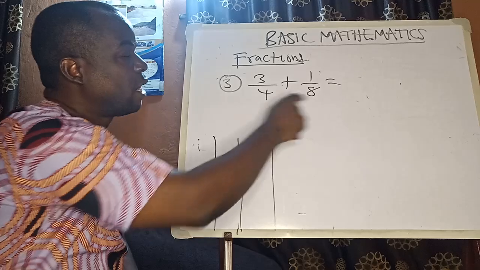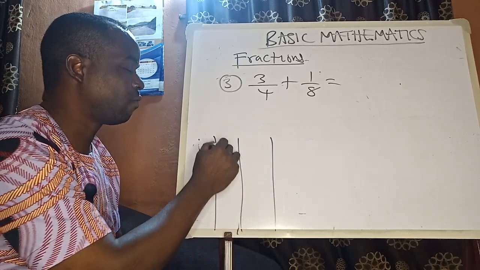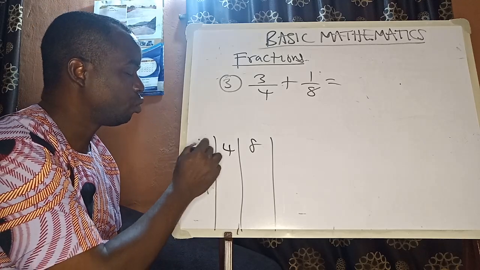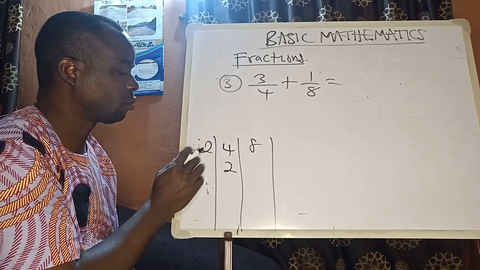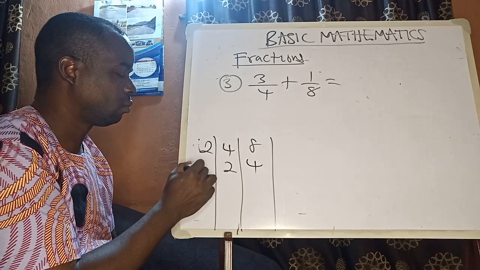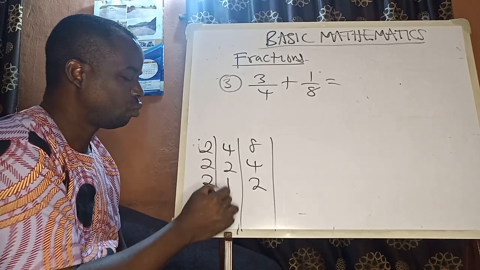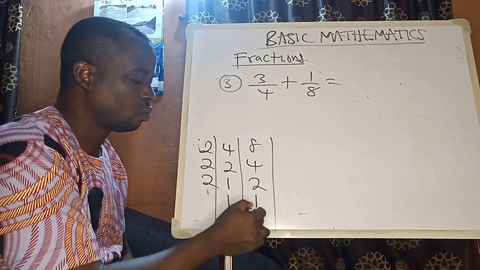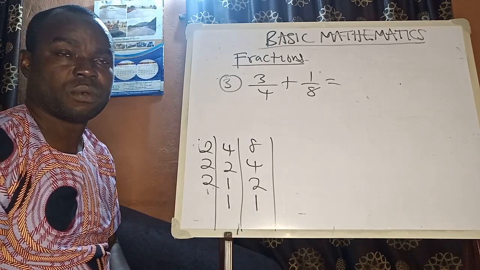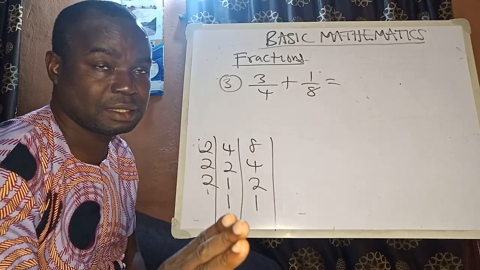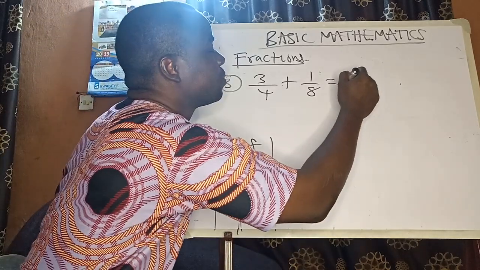the LCM of 4 and 8. So you're going to have 4 here, 8 here. I've taught you how to find LCM. So we use 2. 2 in 4 is 2. 2 in 8 is 4. 2 in 2 is 1. 2 in 4 is 2. 2 in 1 is 1. And 2 in 2 is 1. Okay, so the LCM will now be 2 times 2 times 2, which is 8. So you do like this.